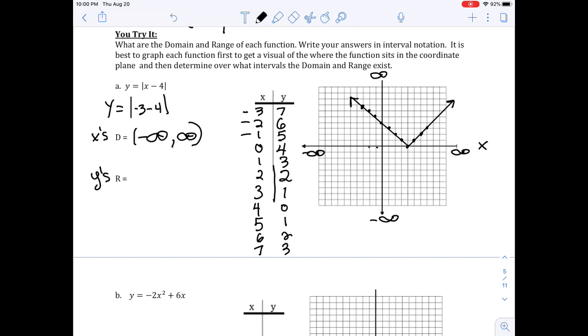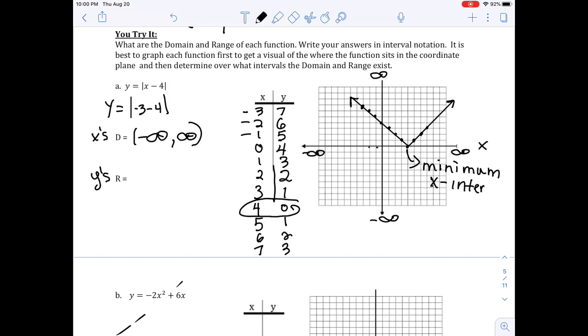So the range is the lowest y to the highest y. So if you just scanned your y values, the lowest y value, so we go 7, 6, 5, 4, 3, 2, 1, 0, and then it starts going back up. The lowest y value is 0. So this point right here is actually the lowest point on the graph. We call that the minimum.